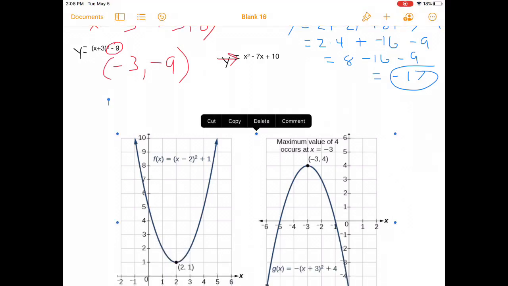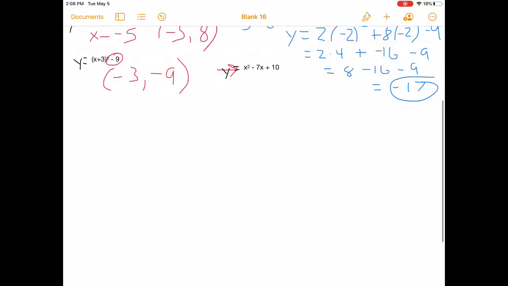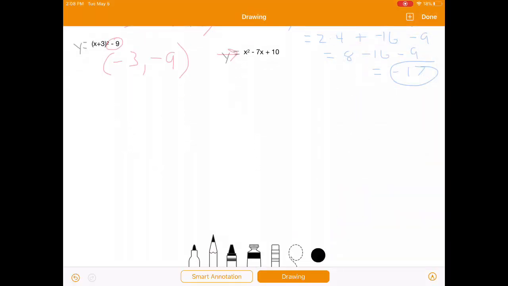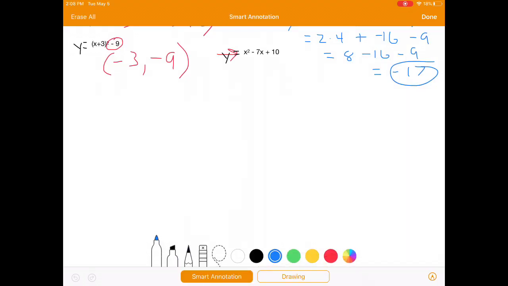Let me get rid of this so we have some room. Bring back my drawing tools.